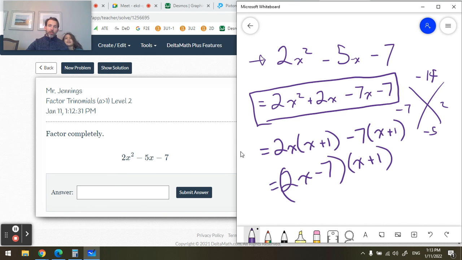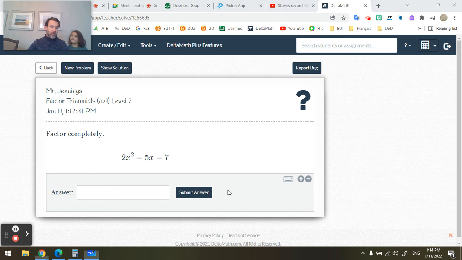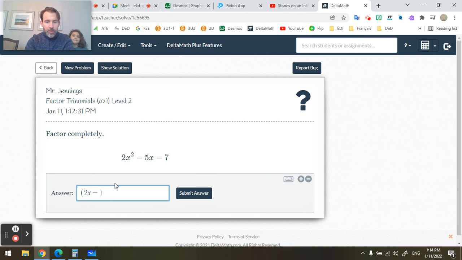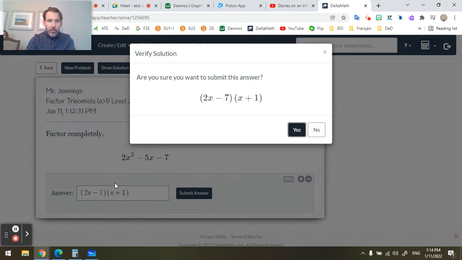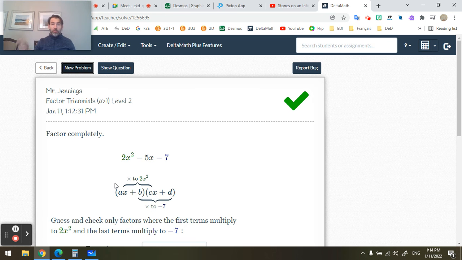Oh, great. So what we're learning is 2 times x squared minus 5 times x minus 7 is the same thing as 2x minus 7 multiplied by x plus 1. Wow. And we're going to check our answer here. 2x minus 7 times x plus 1. Enter. Yay, we got a check mark. Give me a pat on the back.